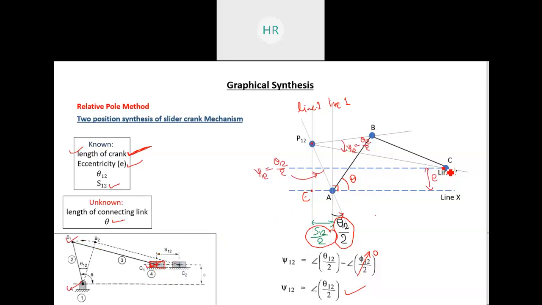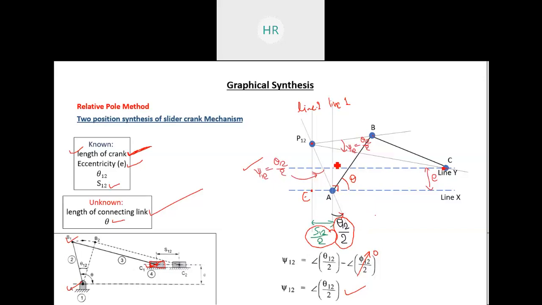Now to find the length, simply measure the distance between point B and point C. That will give you the length of the connecting link. So this is how you are required to perform two position synthesis for slider crank mechanism. After finding this point and xi12, the procedure is the same as what we were following in the 4-bar mechanism. Okay, so this is two position synthesis.